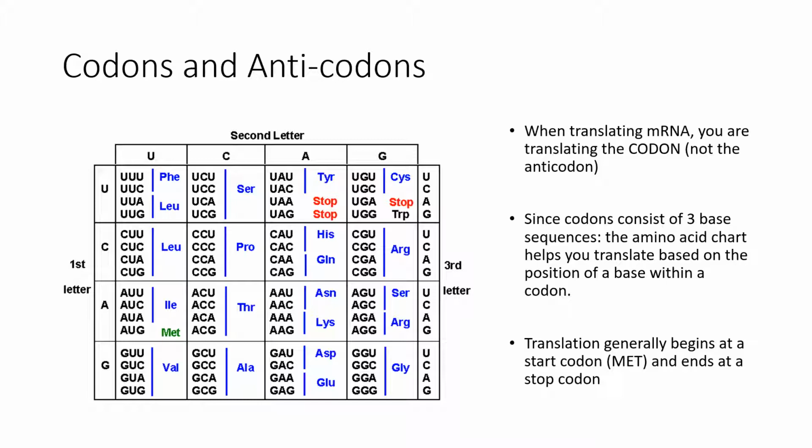Now, when you're translating messenger RNA, you are translating the codon, not the anticodon. And since codons consist of 3 bases, you'll see this amino acid chart helps you translate based on the position of a base within a codon. You have the first letter, the second letter, and the third letter. Translation generally begins at a start codon, or a methionine, which is translated by AUG, and then it'll end at a stop codon.